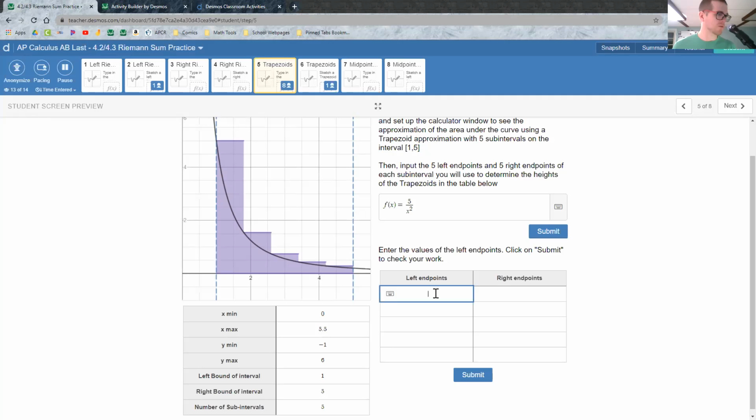So I know that I'm starting at 1. And remember, I said that we have an interval of 4 with 5 equal intervals. So let's go up by 0.8. 1.8. If I can find my numbers. Let's go over there. 2.6, 3.4, 4.2. Again, I'm getting these other endpoints just by adding 0.8 to my initial endpoint, which was right here at 1.